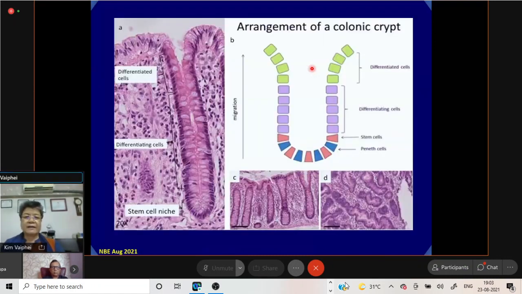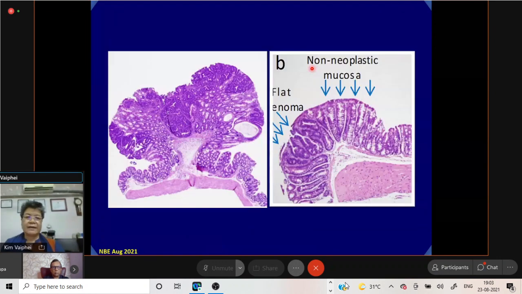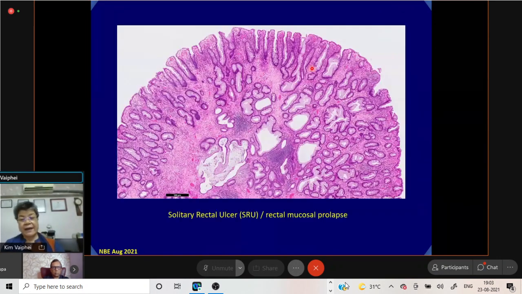I hope you all are aware of aberrant crypt focus and microadenoma. These are very important, not only from an exam point of view. As a gastroenterologist, you should know what is aberrant crypt focus and what is microadenoma. A polyp, adenomatous polyp. And another thing which I feel the clinicians very frequently have a problem with is mucosal prolapse, which is very frequently mistaken for a growth. So either solitary rectal ulcer or rectal mucosal prolapse, which I have seen in the recent past, I think in 2 months' time, 2 cases.